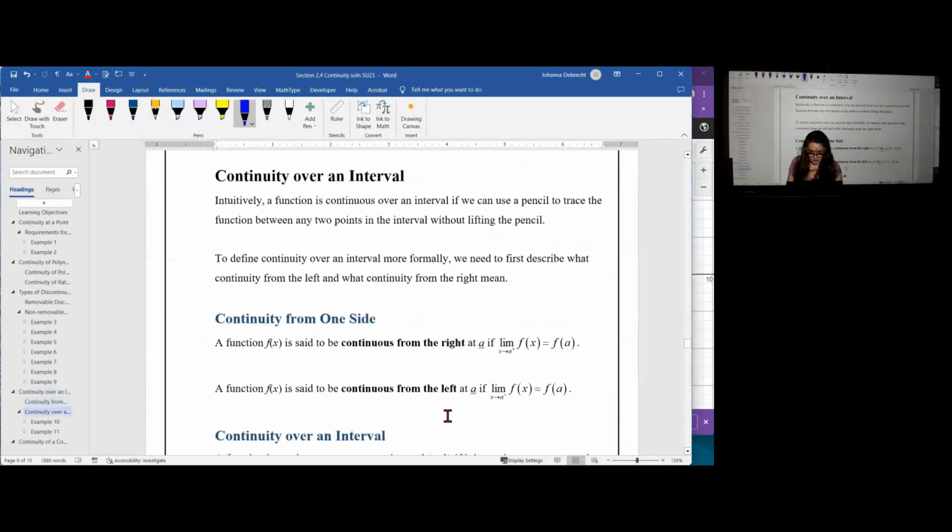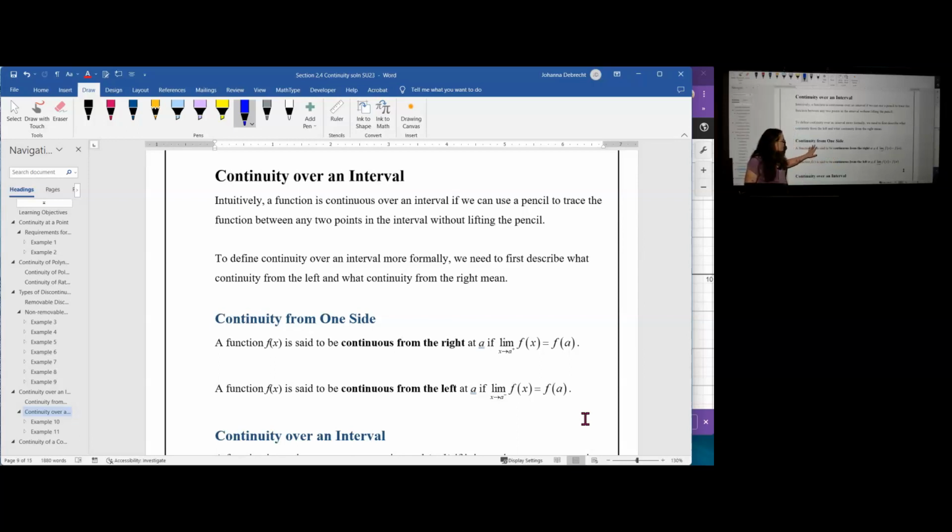Now let's talk about continuity over an interval. What does continuity over an interval mean? We've talked about what it means to be continuous at a single point. F of a exists, the two-sided limit as x approaches a exists, and the function value equals the two-sided limit there. But what does it mean to be continuous between 1 and 5? How about between closed 1 and open 5? Or open 1 and closed 5? Or closed 1 and closed 5? What does it mean to be continuous on an interval?